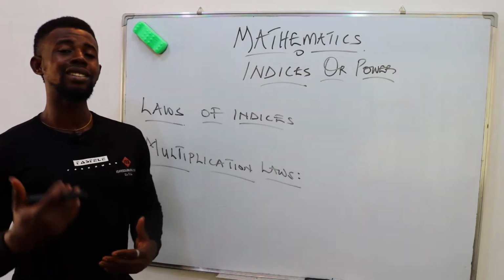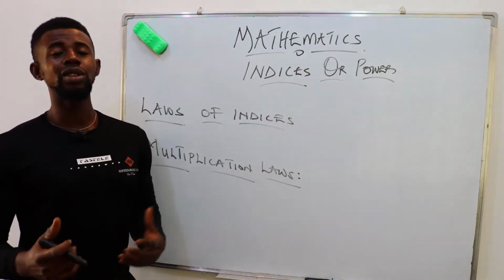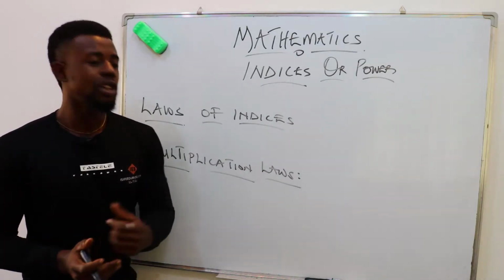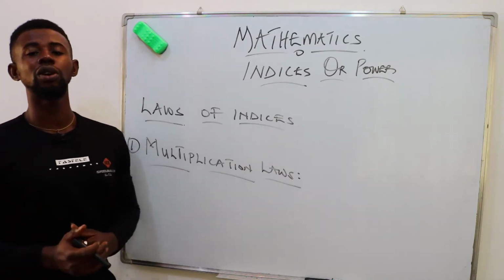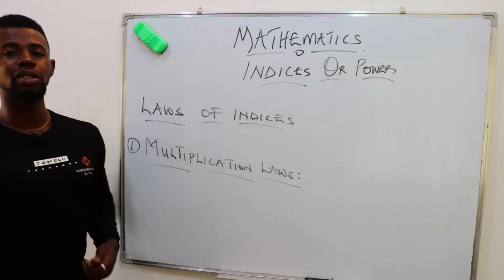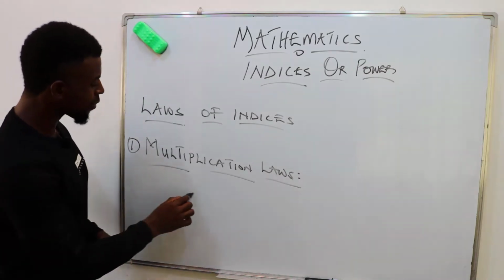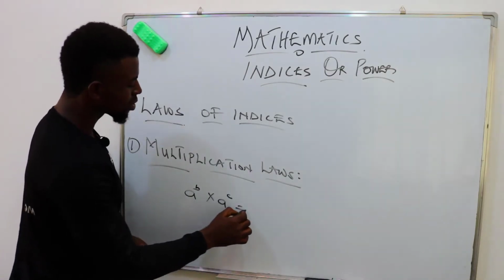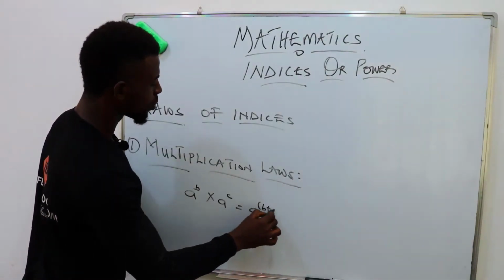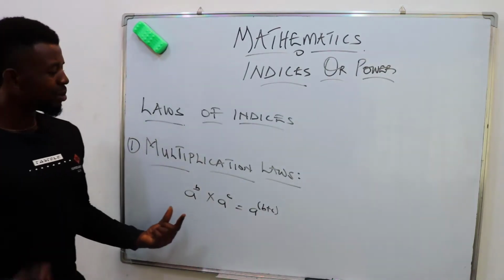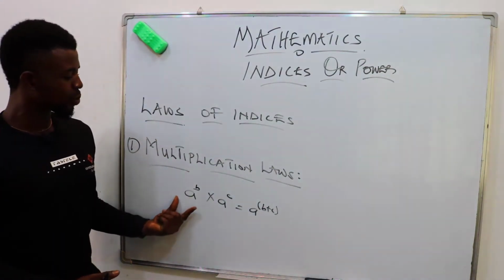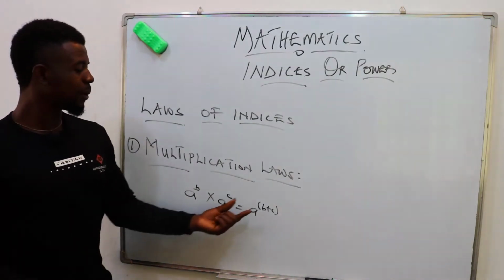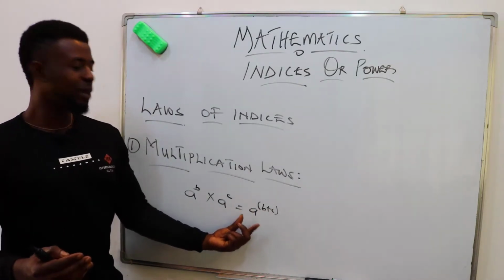Now these are the laws that guide calculations under indices. So for every calculation we run under indices, there are certain laws that guide us depending on the form the question comes with. The first law we'll be looking at will be the multiplication law. What is this multiplication law all about? My multiplication law tells me that if I have A raised to power B times A raised to power C, the solution is equal to A raised to power B plus C. What does this mean? It means that if I have two indicial expressions of the same base multiplying themselves, the solution is simply the sum of their powers, maintaining the base.